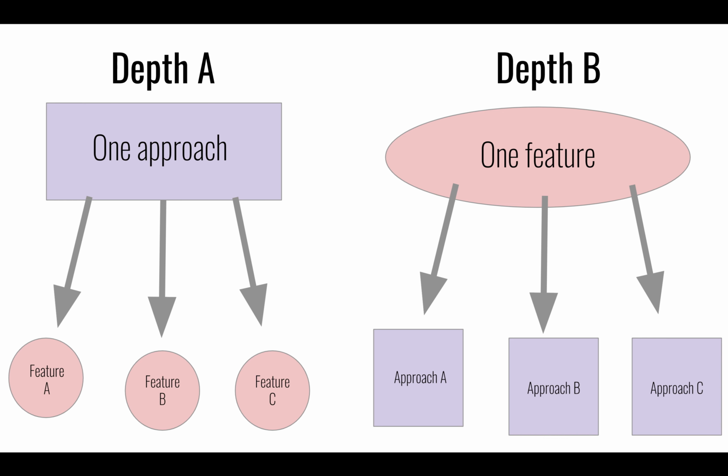Here is a more solid visualization of what I mean by these two depths. So we can see depth A, where one approach can be applied to multiple different features, feature A, B, C. And on the right, which I'll call depth B, you can see how one feature can be created using all of these different CSS implementations. Throughout this entire research talk, I'll be referring to these as depth A and depth B respectively.